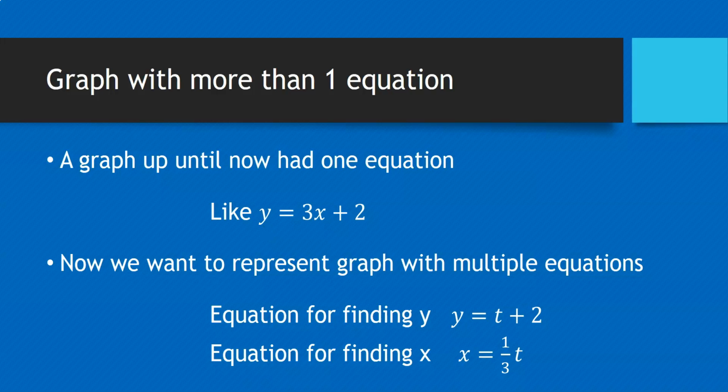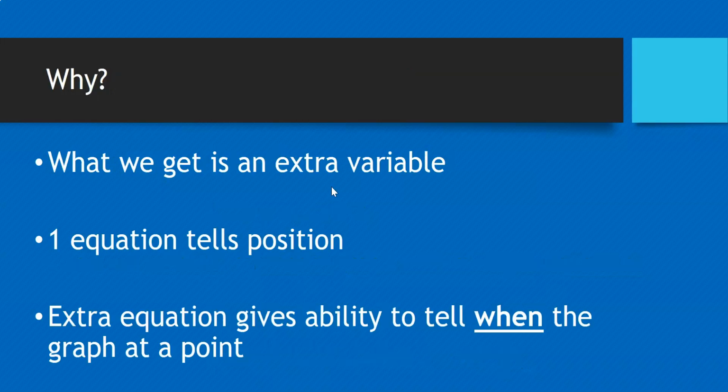Well, now what we're going to do is add a new variable. And therefore, we're going to represent that same graph with multiple equations. Specifically, we're going to have an equation for finding y and an equation for finding x. So something like this, y equals t plus 2 and x equals 1/3 t. So you might want to ask, well, why would you ever want an extra variable? What do we get out of this?